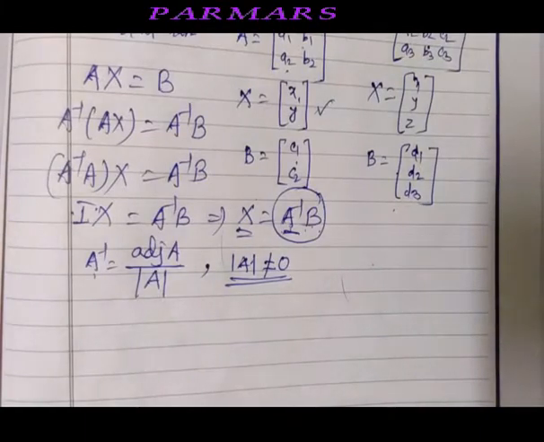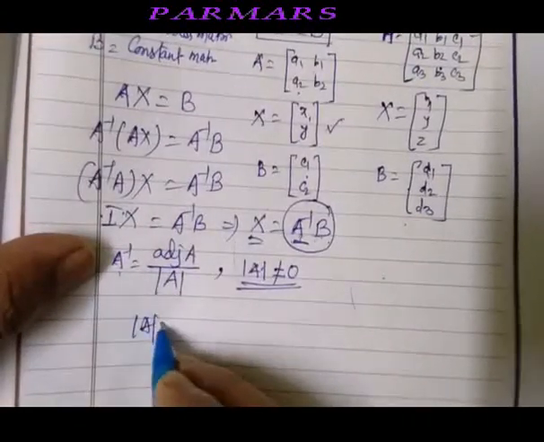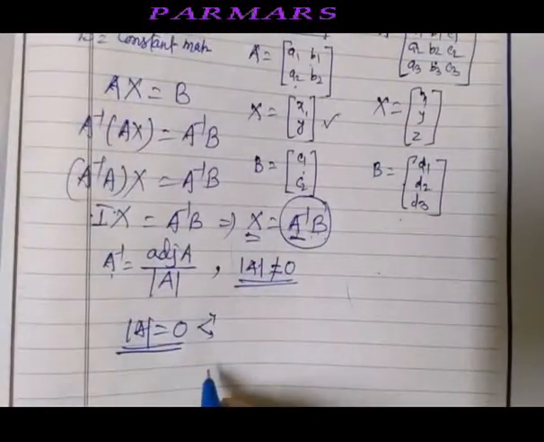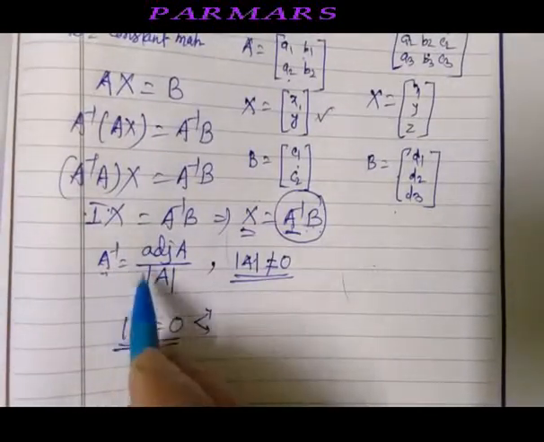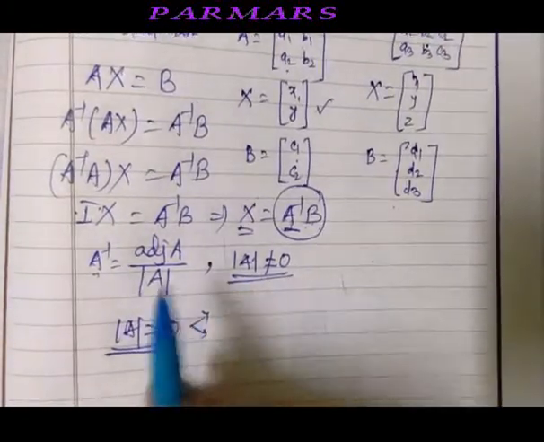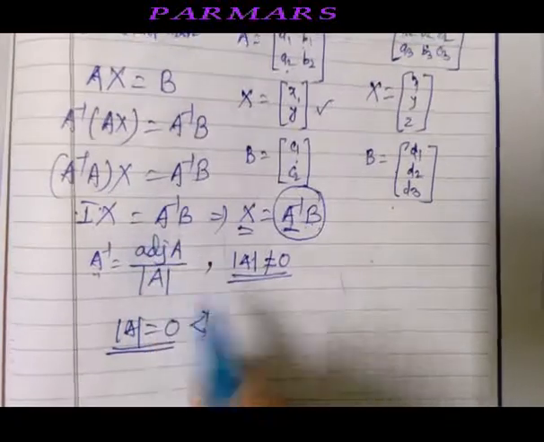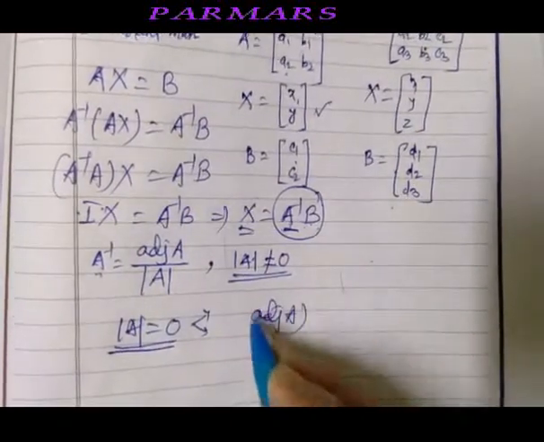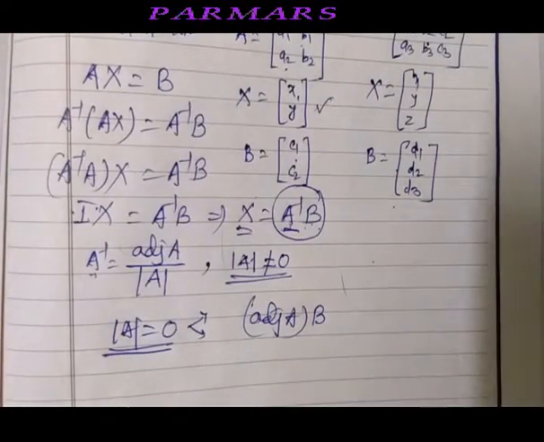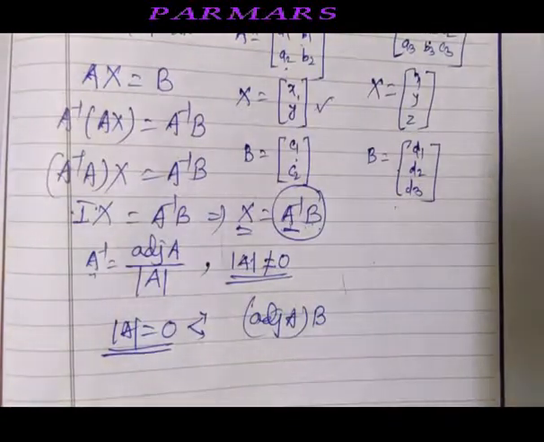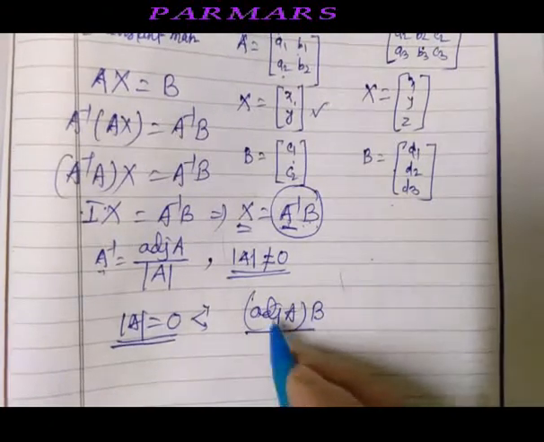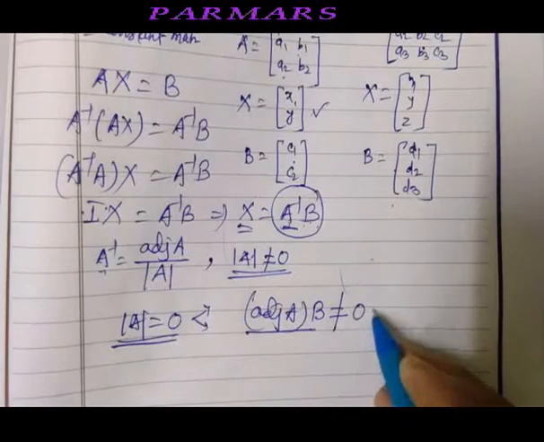But the problem is, what if determinant A is equal to 0? What is the case? Certainly A inverse is not going to be defined. In that case, you are required to find adjoint A at this very time also, and then find adjoint A into B. There is no need to find A inverse because you cannot find it. A inverse does not exist if the determinant is 0. So you have to calculate adjoint A into B. Now if adjoint A into B is equal to 0, then no solution.